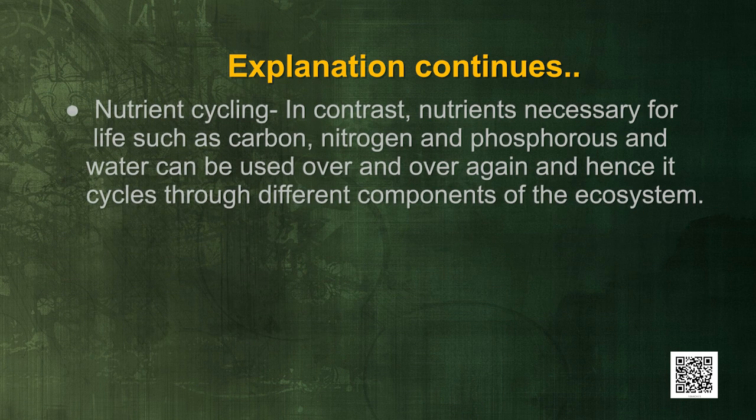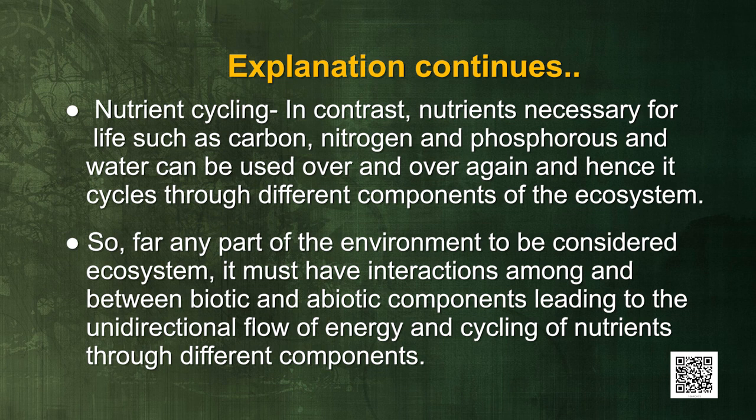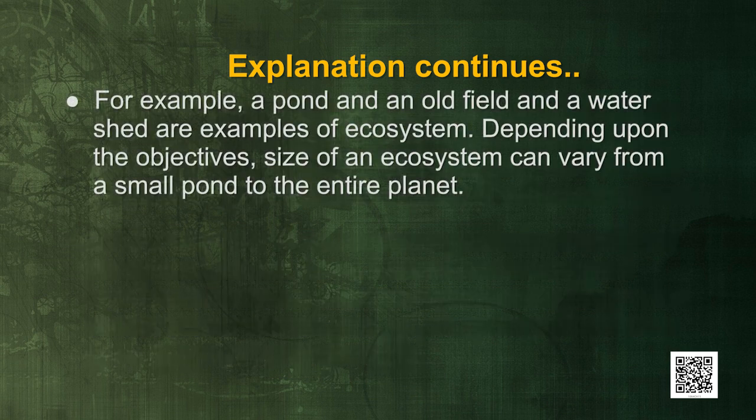The second function is nutrient cycling. In contrast, nutrients necessary for life, such as carbon, nitrogen and phosphorus, and water can be used over and over again, and hence they cycle through different components of the ecosystem. So, for any part of the environment to be considered an ecosystem, it must have interactions among and between biotic and abiotic components, leading to the unidirectional flow of energy and cycling of nutrients through different components. For example, a pond, an old field and a watershed are examples of ecosystem. Now, depending upon the objectives, the size of an ecosystem can vary from a small pond to the entire planet.